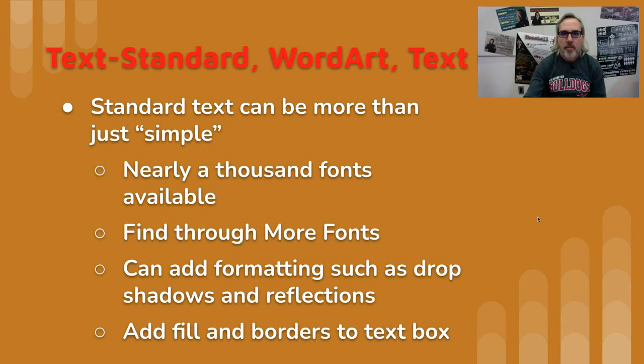So standard text doesn't have to just be simple. There's nearly 1,000 fonts available that Google can pull from. You can find them in your More fonts. And once you find a font that you like, you can add some other formatting to it, such as drop shadows, reflections, and you can even fill in the text box with a color or even a gradient. So let's take a look at that.